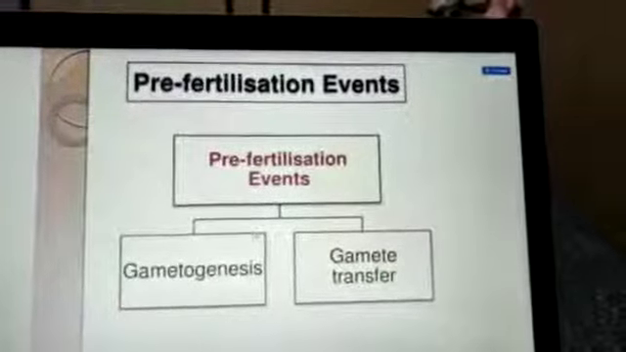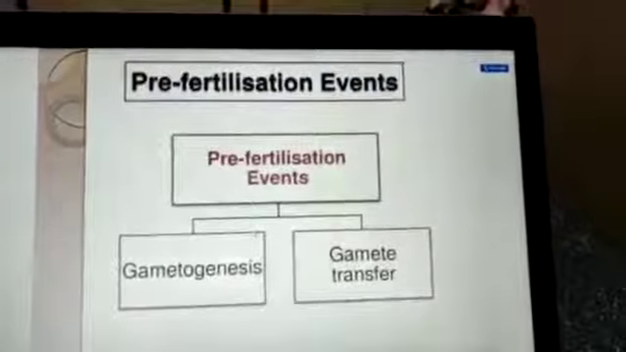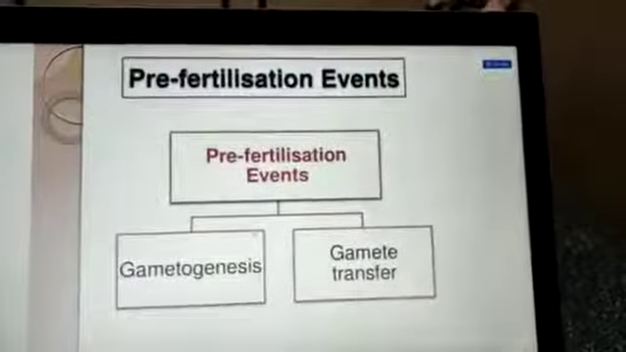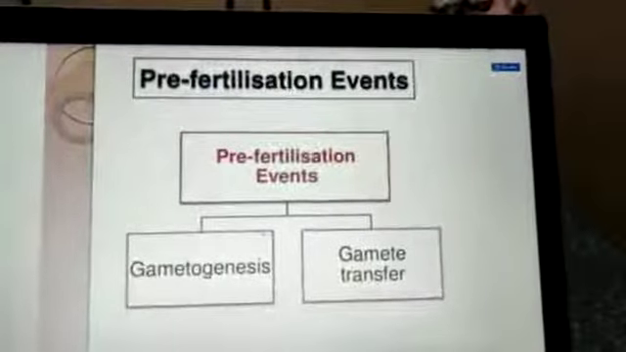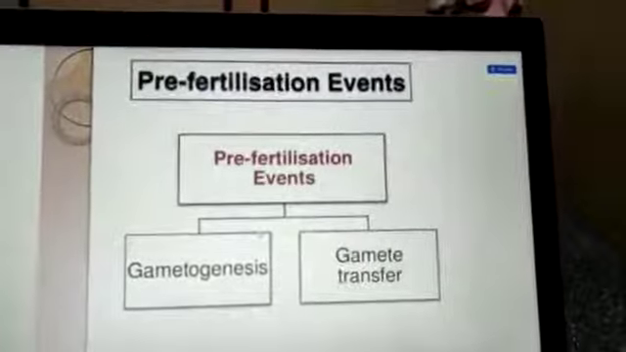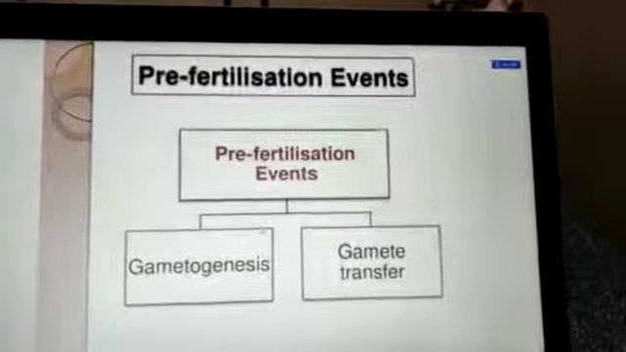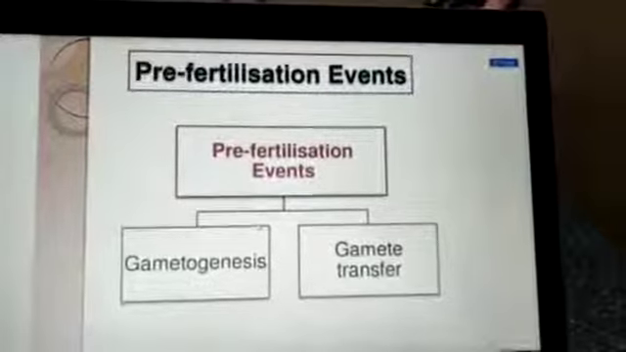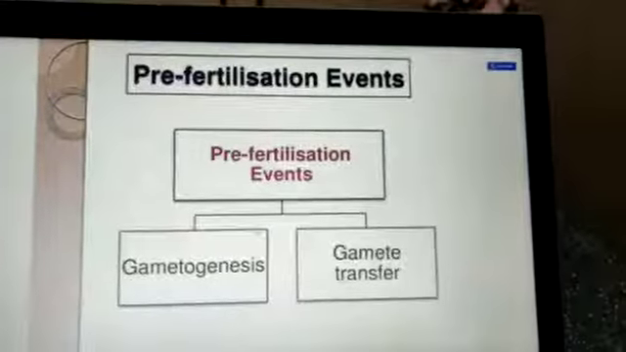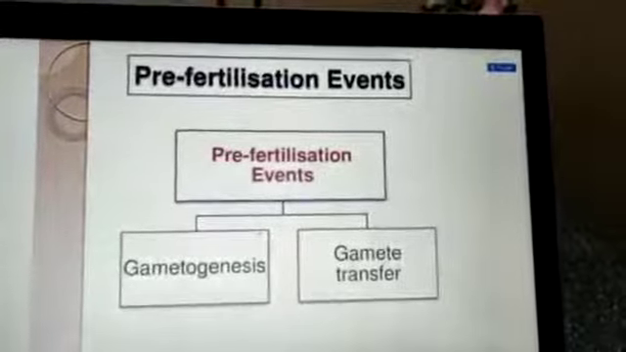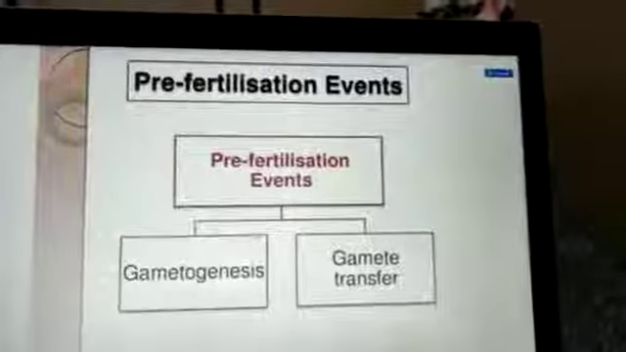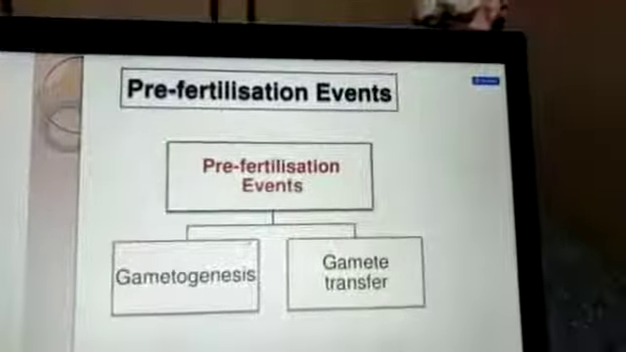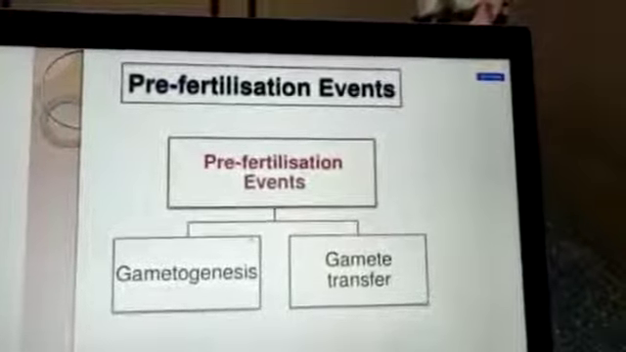Pre-fertilization events means before the fertilization, what are the things, what are the changes which are needed in the body. So first one is gametogenesis. What is gametogenesis? Gametogenesis is nothing but the process of formation of the gametes. Male gamete, that is the sperm, and female gamete is the ovum. So these gametes are to be formed inside the body, and then once the gametes are formed, they are transferred. Male gametes are transferred to the female body. So these are the pre-fertilization events: gametogenesis and gamete transfer.